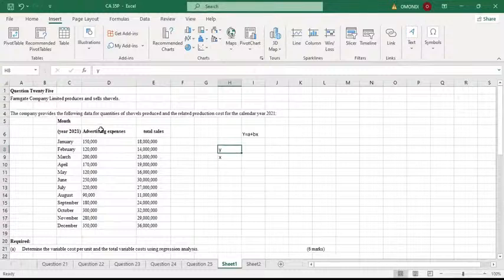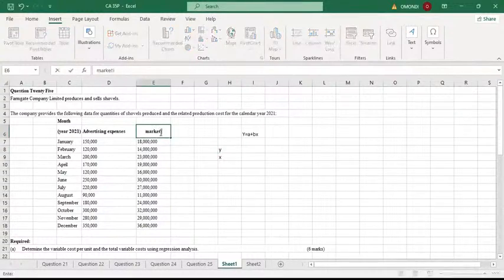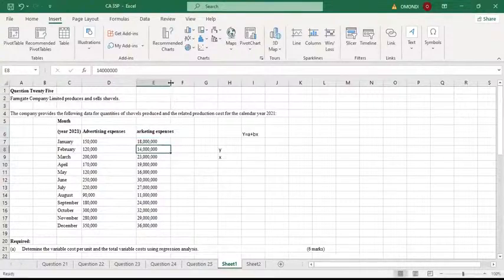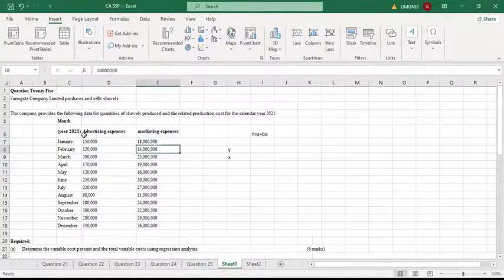So even if I change the titles here, what I need to know is if all of them are costs. I can even change this one here to be marketing expenses. I have marketing expenses. I have advertising expenses.